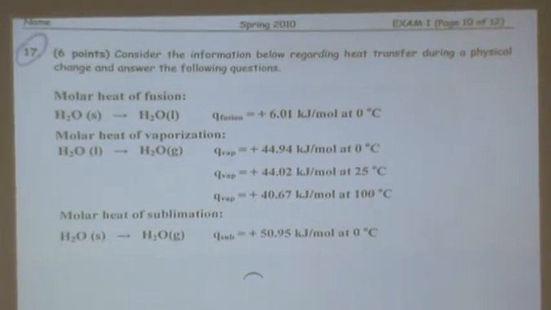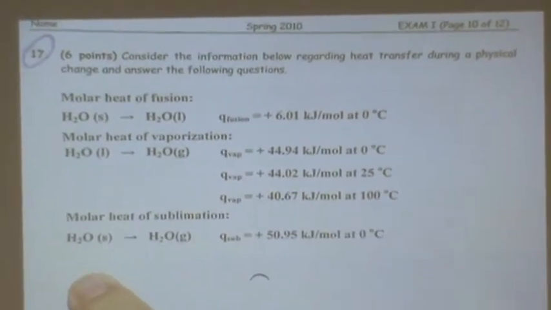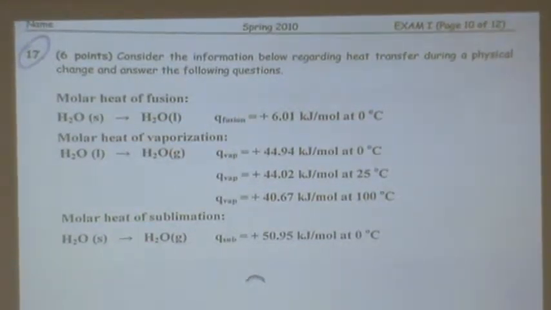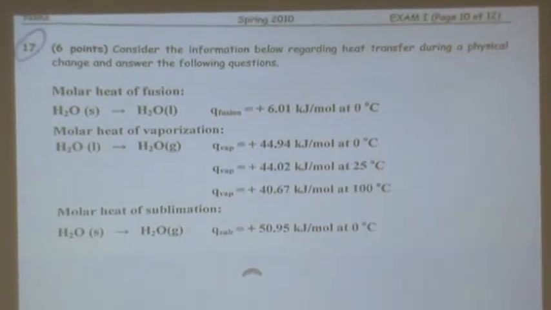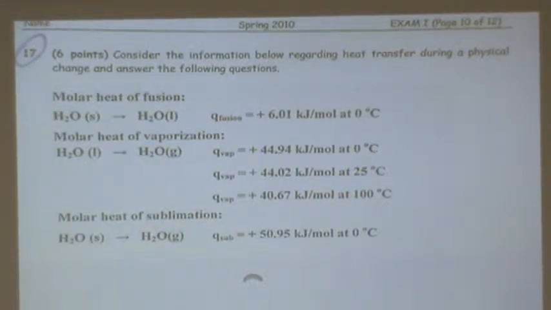You can see that at different temperatures, it's different. As the temperature goes up, you need less energy to make liquid into gas. Why? Because it already has a lot of energy ready to go. So it needs less energy to go from liquid to gas. You understand that, right? As the temperature goes up, this becomes less. Greater energy, temperature, the liquid water needs less energy to vaporize. You understand that, right? Okay?